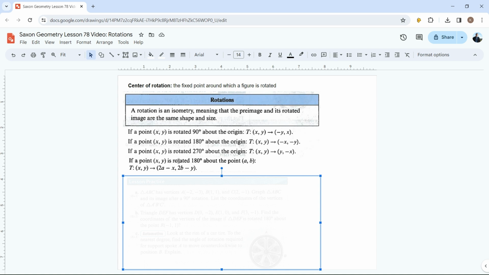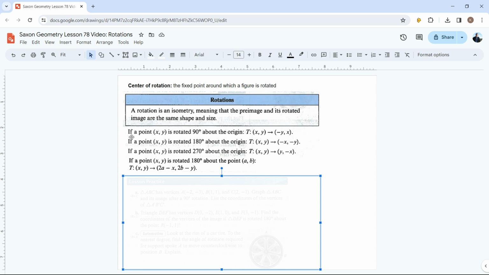So you know how to do them. Now, we've used the term center of rotation already. What is the center of rotation? It's the fixed point around which a figure is rotated. And as you rotate that figure, the points on that figure move in circles around the center of rotation. Rotation is an isometry. That means that when we rotate something, it's not going to change the shape or the size of that object. Okay. The points are just going to move in a circular pattern around the center of rotation.